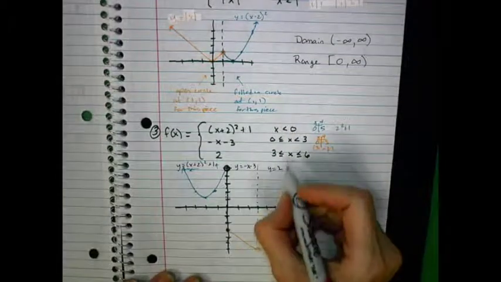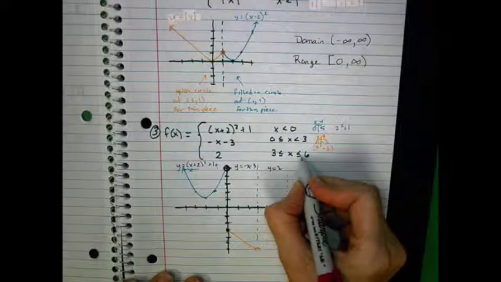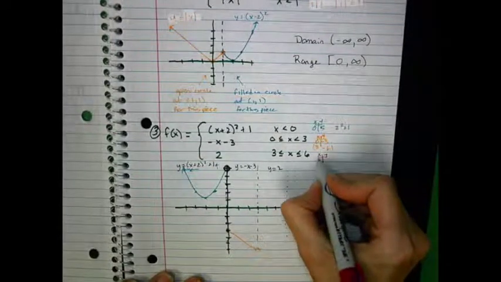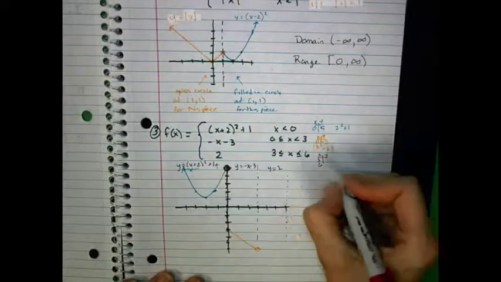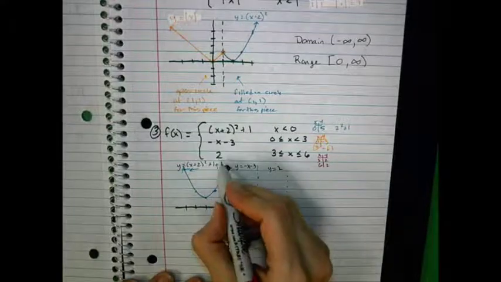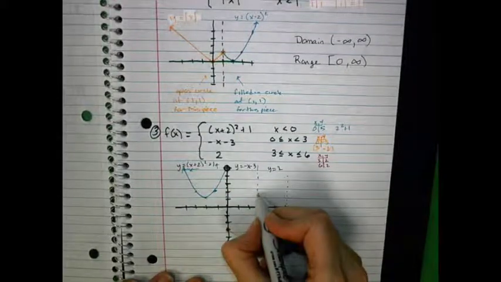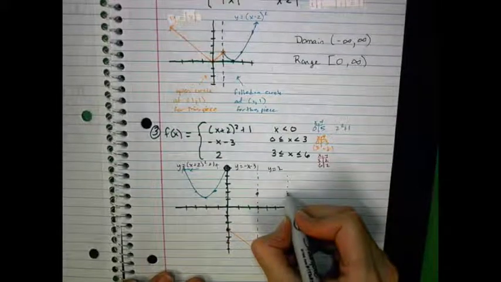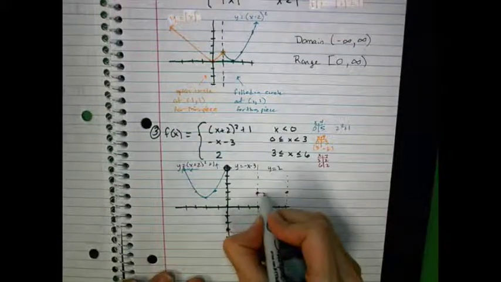2. Notice that both of these are filled in, so if you are wanting to continue this for consistency's sake, when I plug in 3, I get 2. When I plug in 6, I get 2. This function doesn't care. It is always 2. So I will have a solid dot at 3, 2, a solid dot at 6, 2, and I'll connect those.